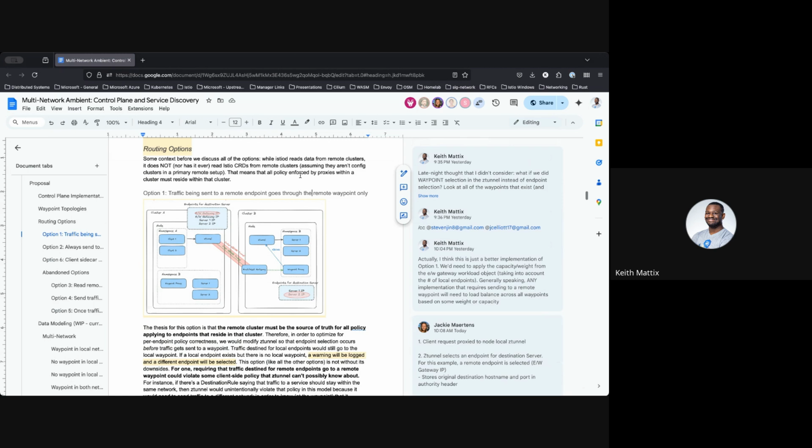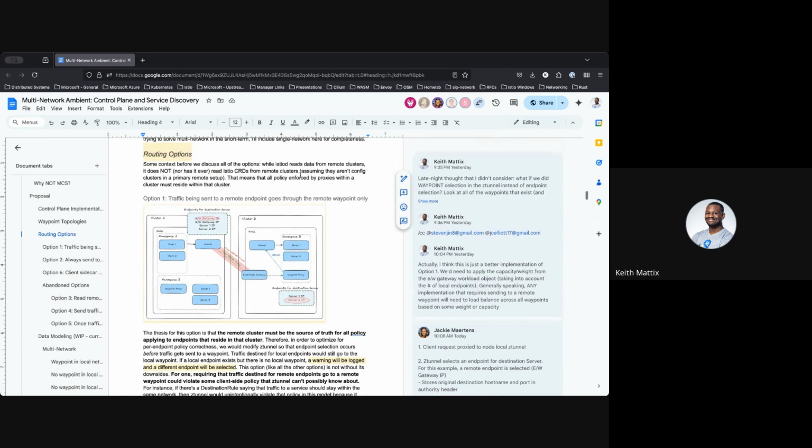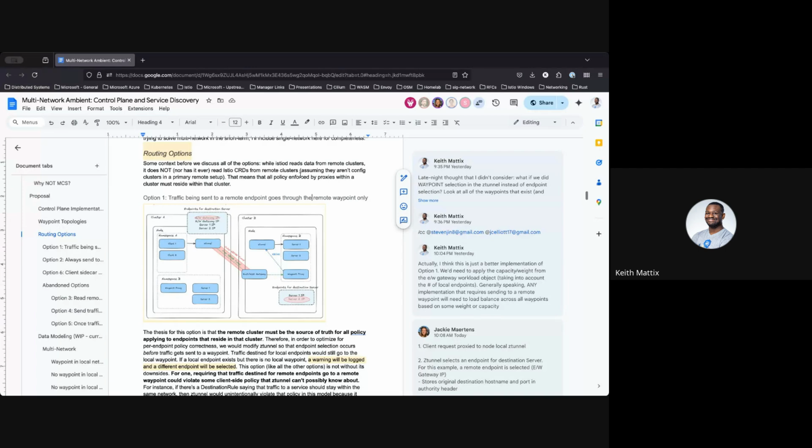There's a sidebar happening in the comments that may be useful to read, but some context before we go super far that people might not realize is that while in multi-cluster mode, Istio does read data from remote clusters, it does not, nor has it ever read Istio CRDs or policies from the remote clusters.